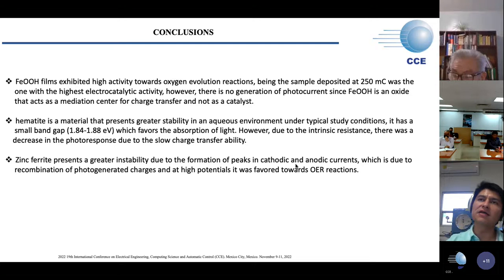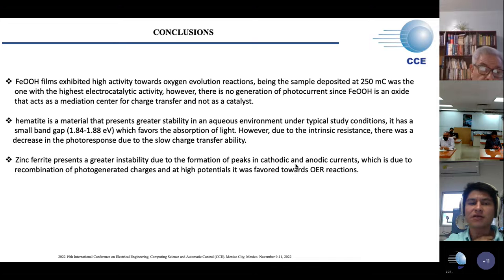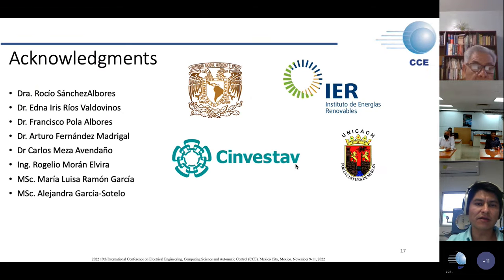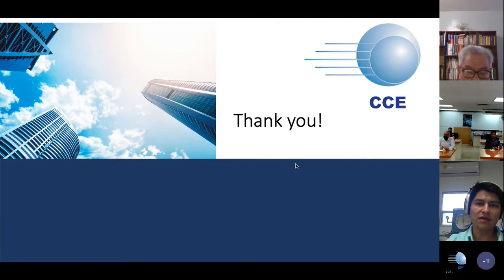As a conclusion, I can say that iron oxyhydroxide is a very good electrocatalytic material, which we have confirmed. In the case of hematite, we have a very good photocurrent. However, we have this intrinsic problem of the material. We didn't observe a higher photoresponse for higher applied potential. And as we supposed at the beginning, zinc ferrite is the best option. Actually, in the main project, we observed the same tendency. When we deposit zinc ferrite over bismuth vanadate, we observe a better performance of the material. And well, that's all. This is the part of the team that is working on these projects. And thank you.